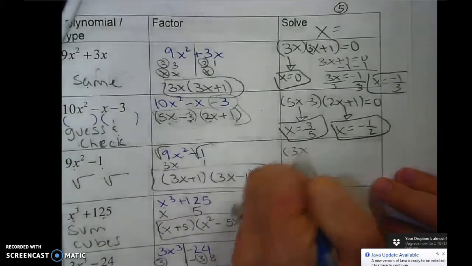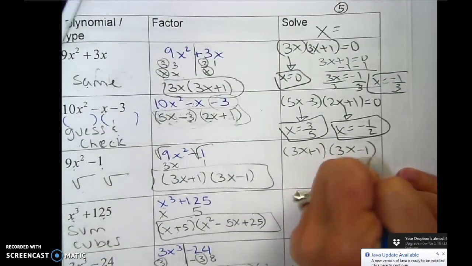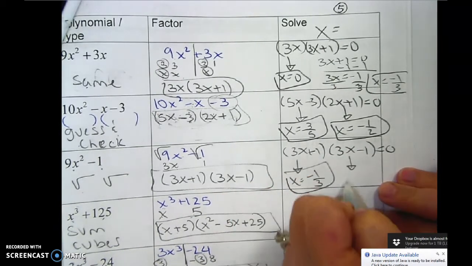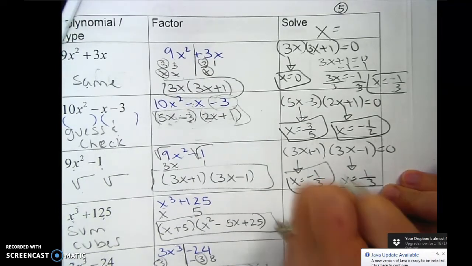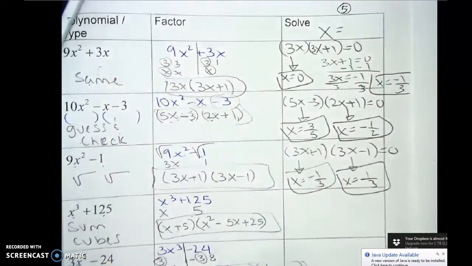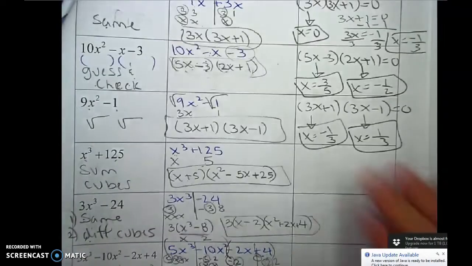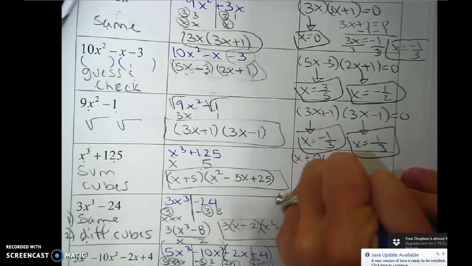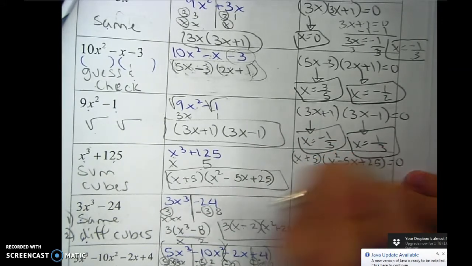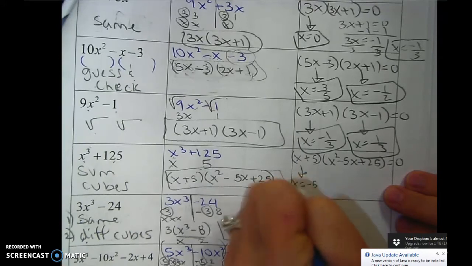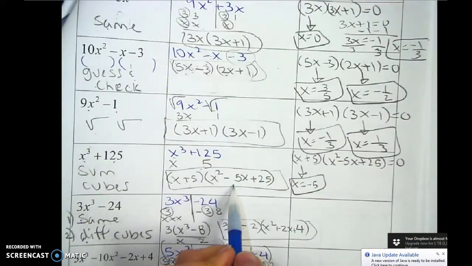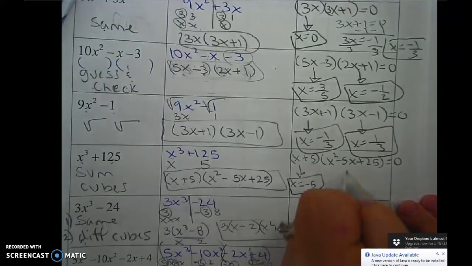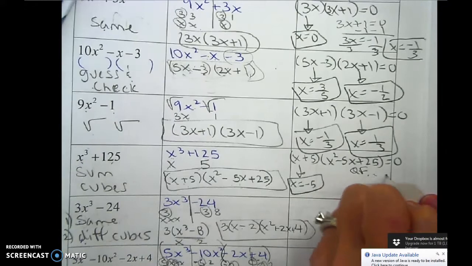Play the same game here, which I think a lot of these are repeat, but I just need to make sure you're solid. X equals -1/3. And if I set that equal to 0, x equals +1/3. Okay. This one is a little bit more difficult. Now here's the deal. If you could factor this anymore, you would have. Since you can't factor it, your only option is the quadratic formula.